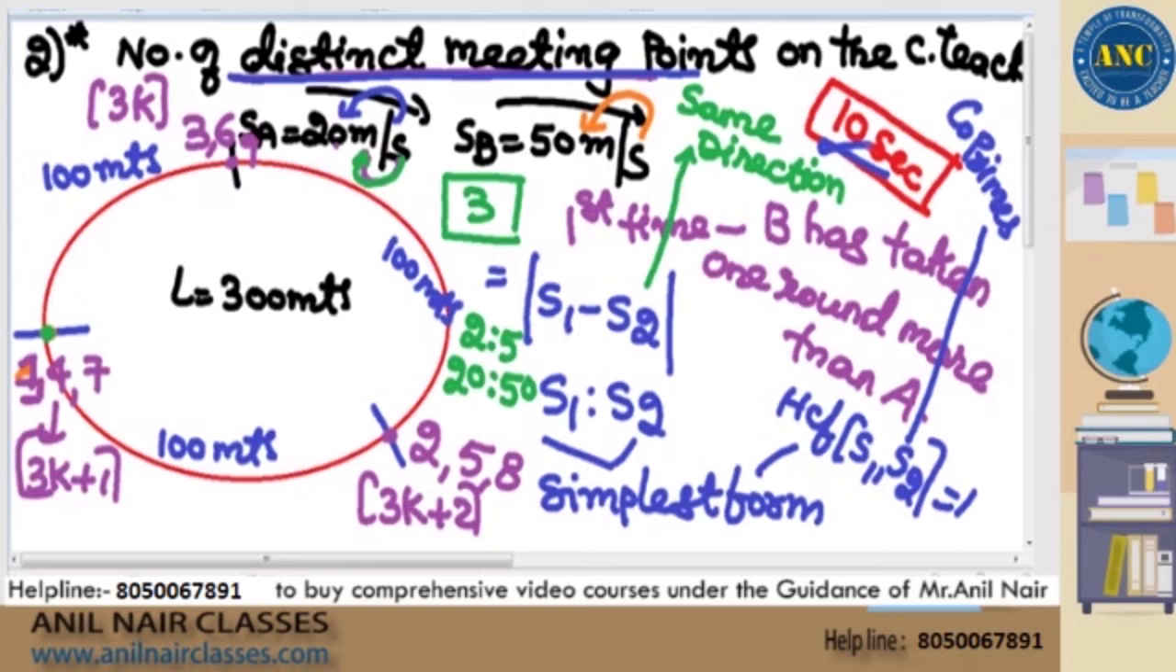They will meet at the interval of 10 seconds. That is in time. I am saying in distance. Distance is nothing but speed into time. Speed of A is 20 meter per second. Please make a note of it: S1 minus S2, if they both are traveling in the same direction. Whenever we are calculating the number of distinct meeting points, the length is constant. We are not worried about length. It could be any length. Another example.